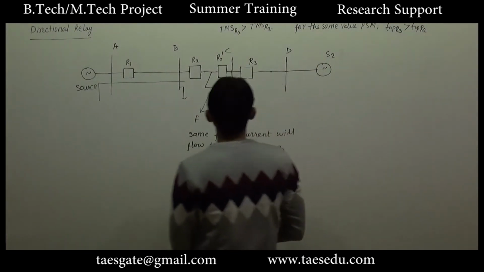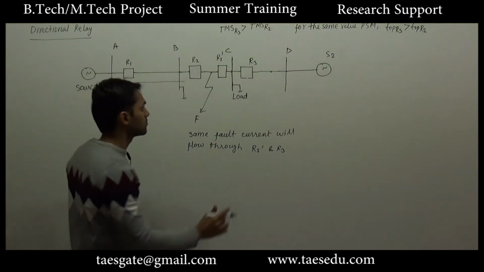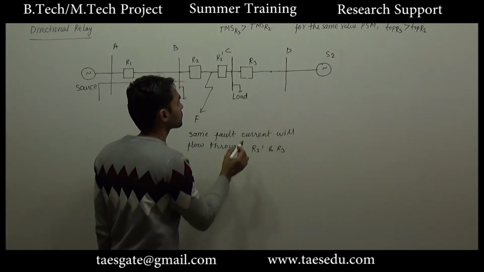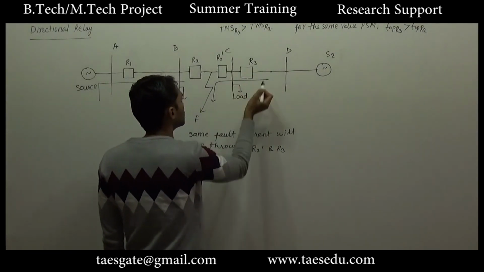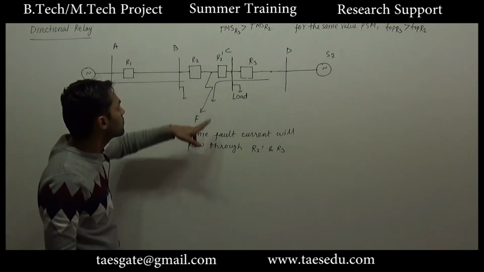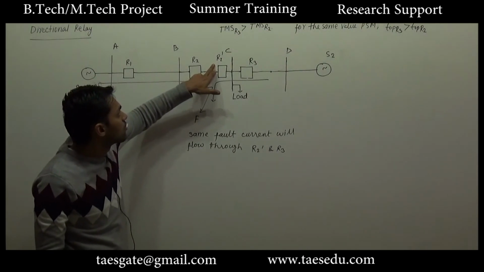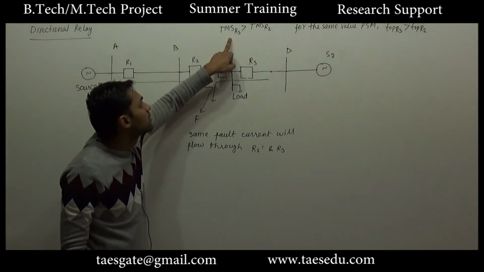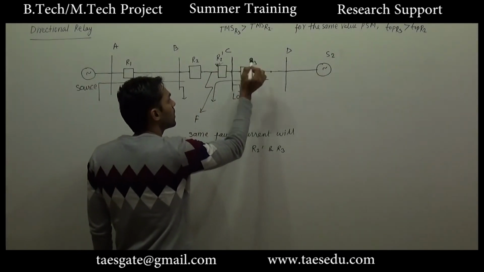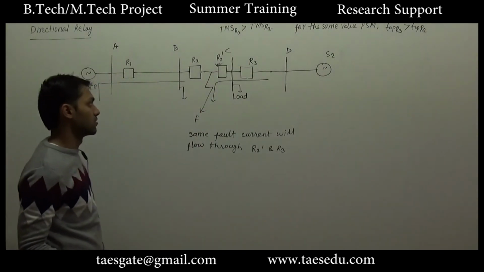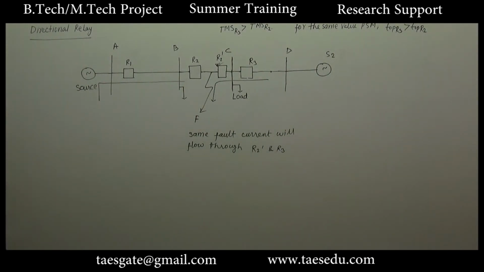Okay, so if we set TMS of R3 greater than TMS of R2, now what will happen? The same fault current will flow in both the relays, but now the operating time of R2 dash is less than the operating time of relay R3. So this relay will trip before R3. So now our problem is solved. Now it seems that our problem has been solved.